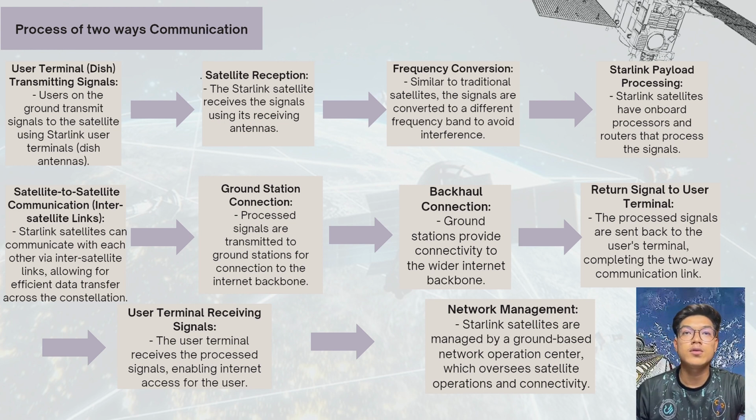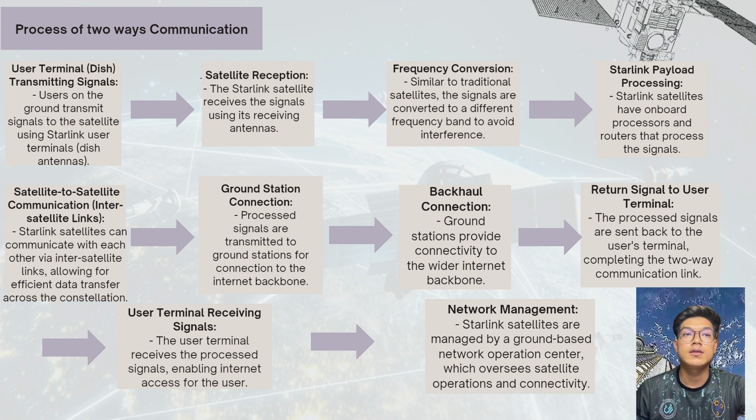Okay, we continue to the receiver process. So for ground station, after processing the signal, the satellite transmit them to the ground station. This ground station serves as a crucial hub that connect the satellite network to the terrestrial internet infrastructure.